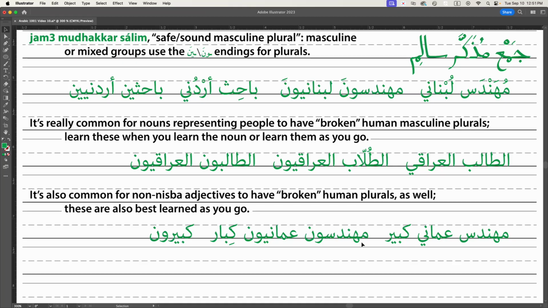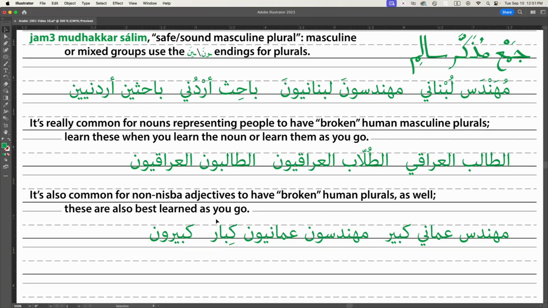So if we want to make them plural, we're going to say muhandisuna omaniyuna, and you want to say kabiruna, and everyone will understand you perfectly, mi'a bil mi'a, 100%. However, it has an irregular human plural, kibar. So muhandisuna omaniyuna kibar is what you're really going to learn to say.